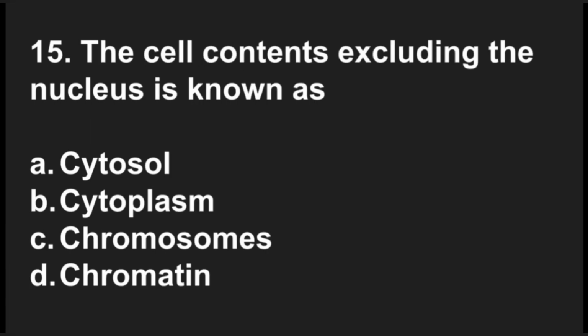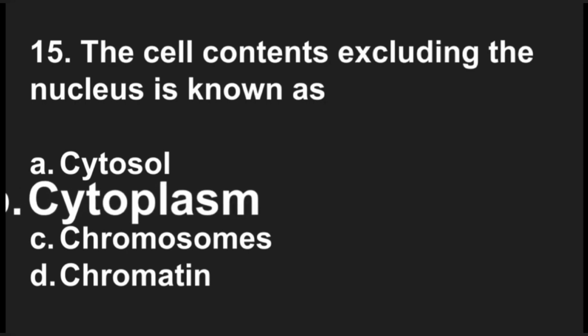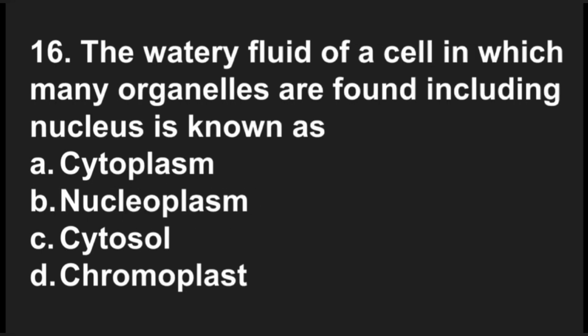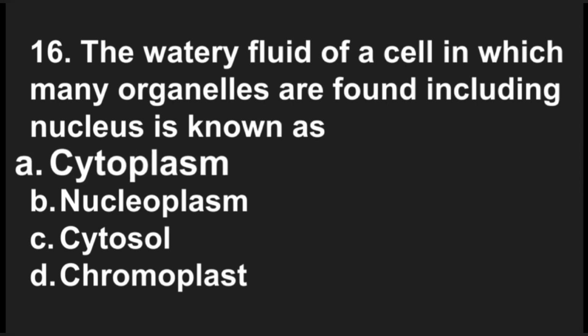The cell contents excluding the nucleus is known as cytoplasm, where the other small bodies are floating like mitochondria, Golgi bodies, etc. The watery fluid of a cell in which many organelles are found including the nucleus is known as cytoplasm.